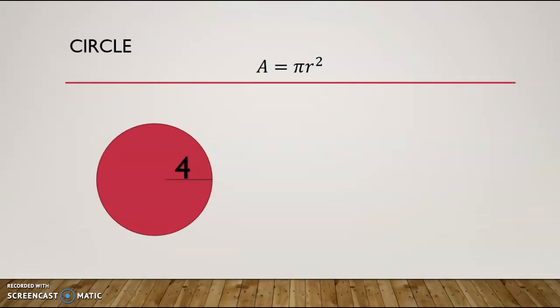Last but not least, we have circles. The area is pi r squared. No, pi r round. Got a lot of circle jokes. Don't worry, I'll be here all night.